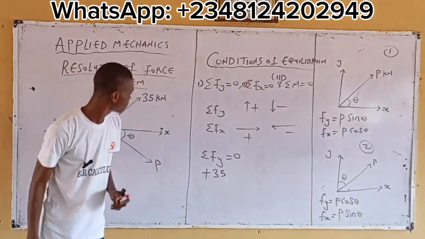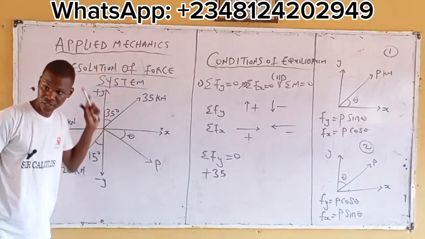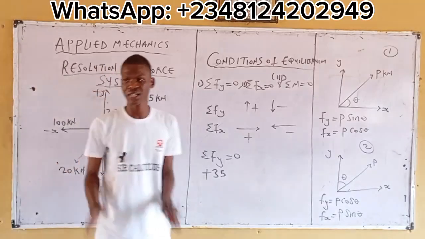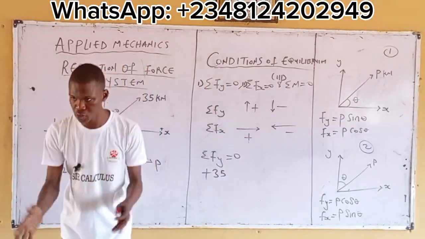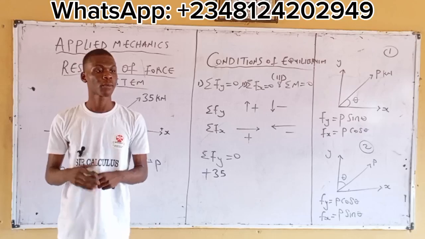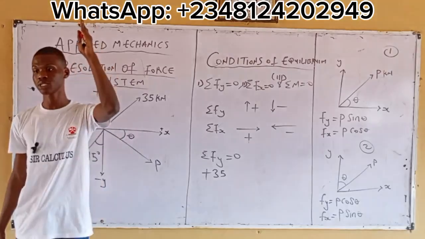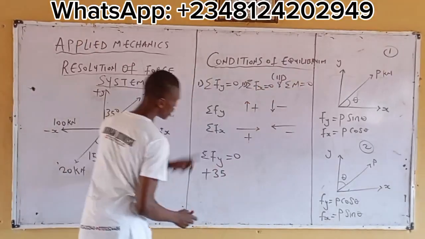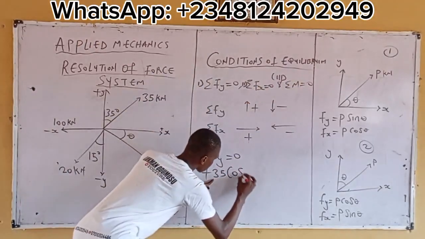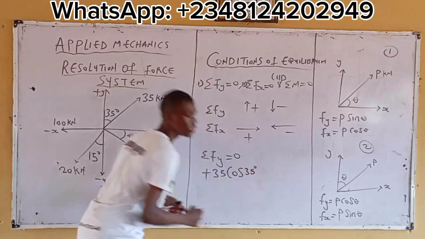Now the question is, the angle involved is 35 degrees, right? Is it going to take cos 35 degrees or sin 35 degrees? Cos 35 degrees. The question is why? Because 35 is inclined to the what? Vertical. So it takes cos. You are just applying the same idea here. So you have 35 cos 35 degrees.